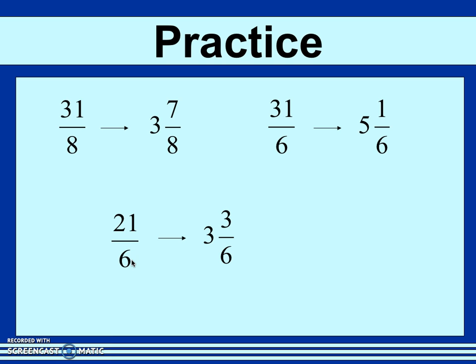But one thing I always want to make sure I'm doing with my fractions, I want to write them in simplest form, alright? So 3 3/6 is not simplest form because 3 and 6 are both divisible by 3. So if I simplify this, I'm going to get 3½. Alright.